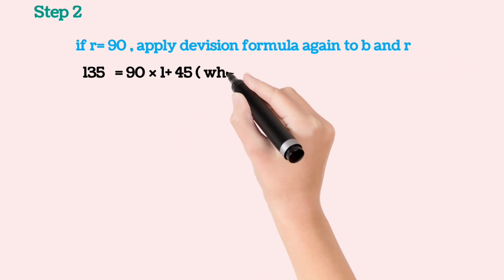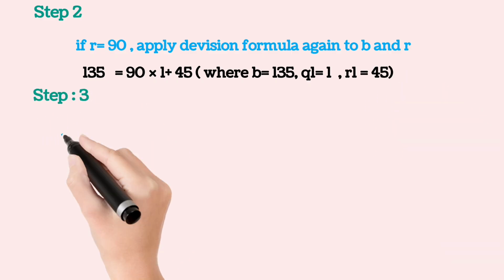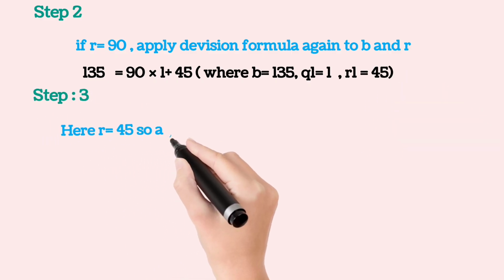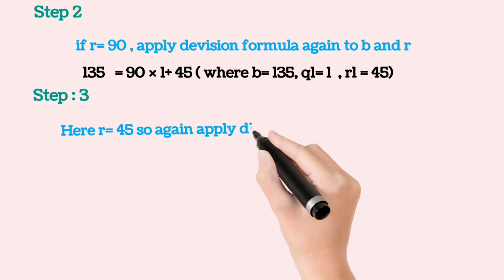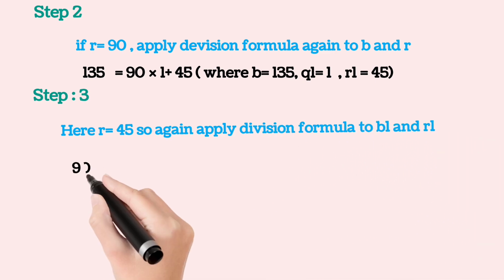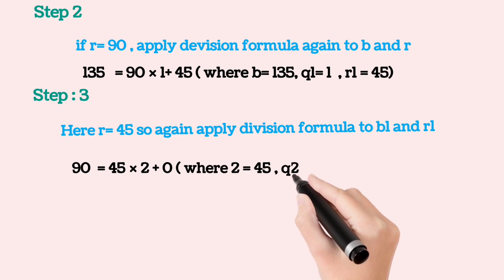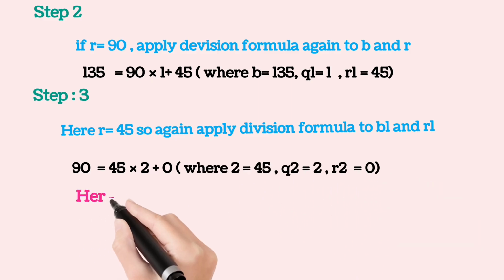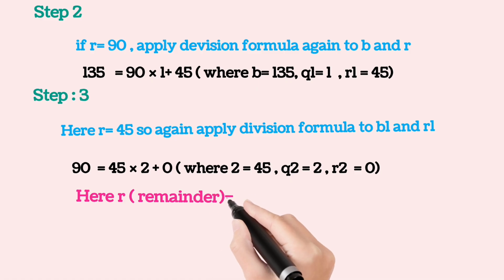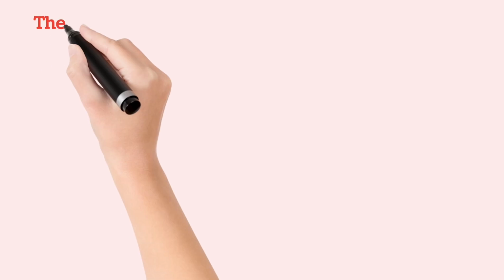135 is equal to 90 into 1 plus 45, where b equal to 135, q1 equal to 1, r1 equal to 45. Step 3, here r is not equal to 0, so again apply division formula to b1 and r1. 90 equal to 45 into 2 plus 0, where q2 equal to 2, r2 equal to 0. Here remainder is 0, so the answer is 45.